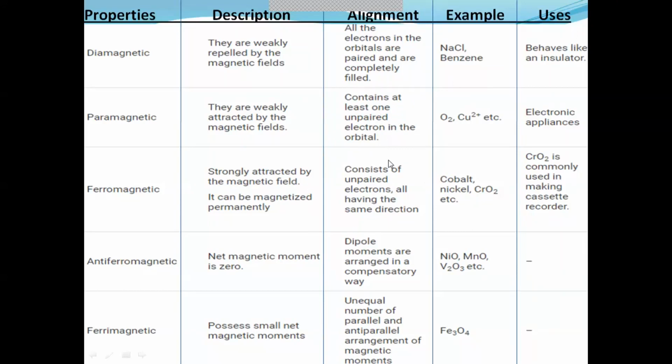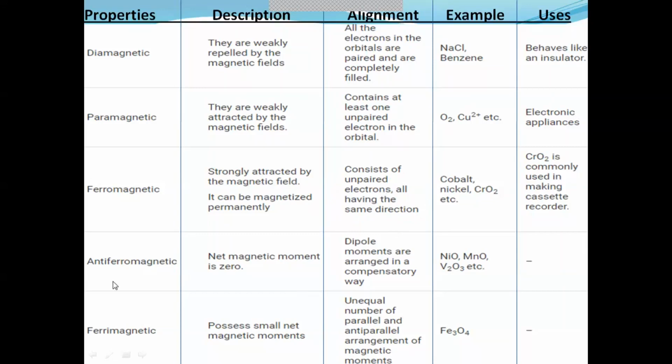Then ferromagnetic substances have unpaired electrons which are all having the same direction. Because of the larger number of unpaired electrons present in them, they exist as strong magnets. Even after removing the external magnetic field, these substances exhibit strong magnetic property. Examples: cobalt, nickel, chromium dioxide, etc. One of the applications is that CrO2 is commonly used in making cassette recorders.